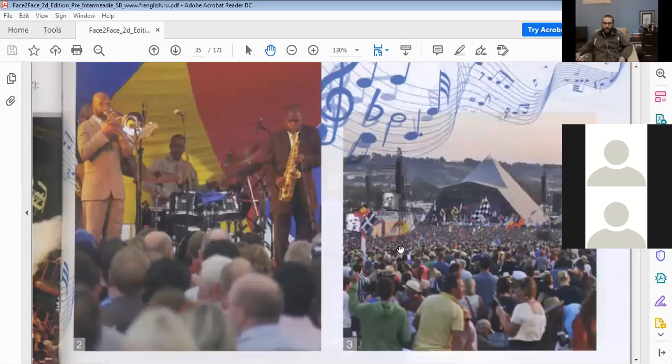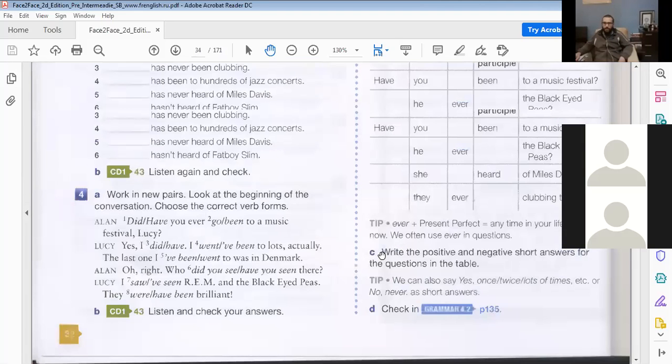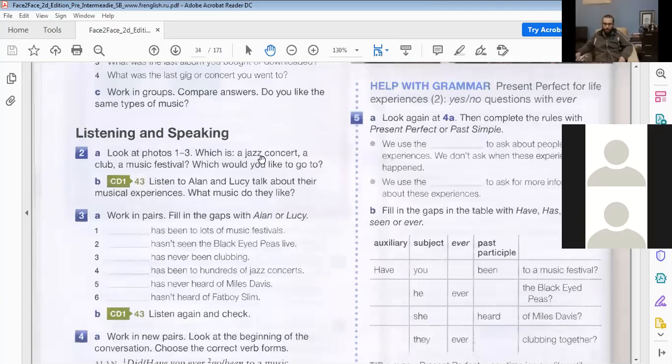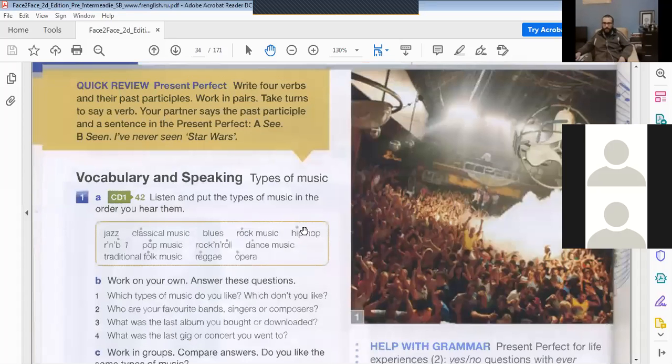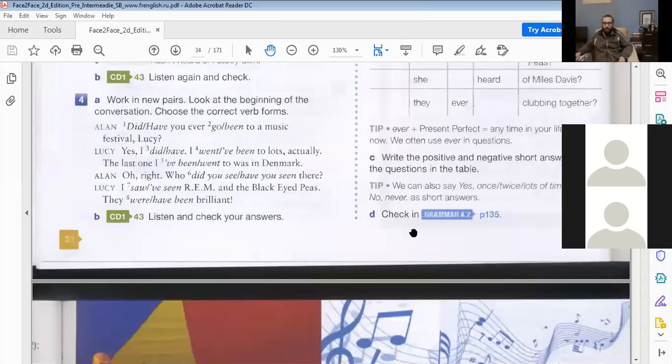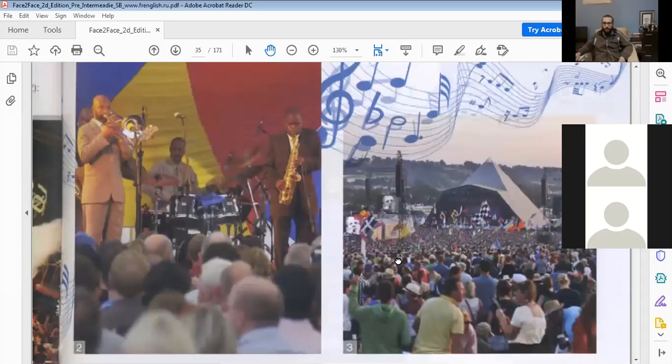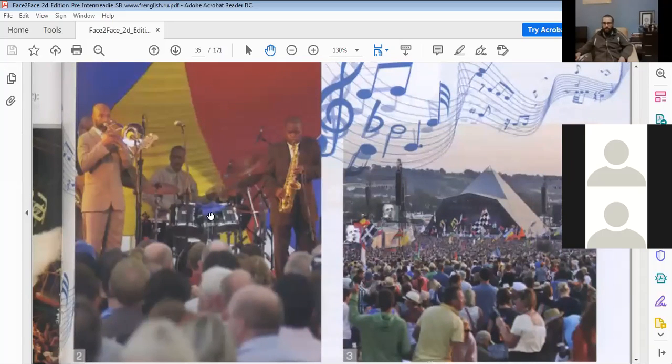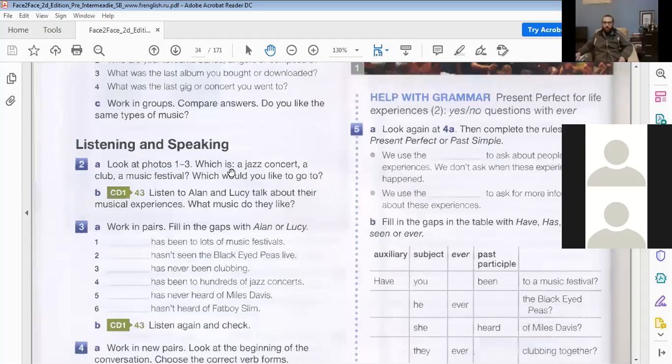Now I want you to guess which of these photos is a jazz concert, which photo is a club, and which photo is a music festival. What do you think? One, I think, is a club. Okay, so number 1, you think it's a club. What about 2 and 3? What do you think? 2, I think, is a jazz concert. A jazz concert, number 2. And number 3? A musical festival. A musical festival? Yeah.